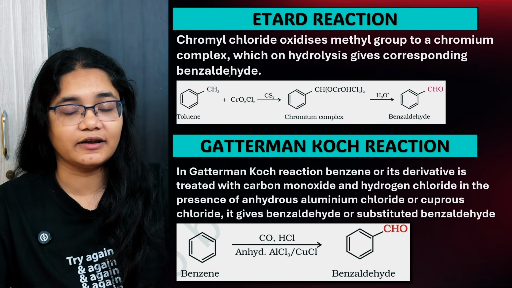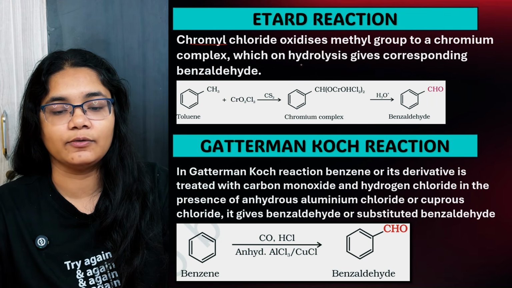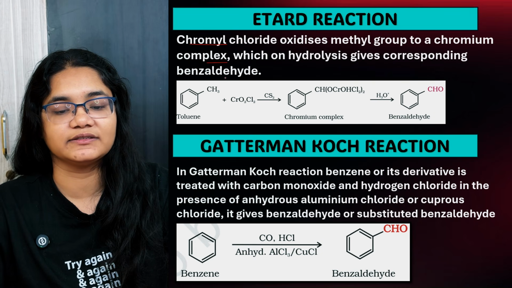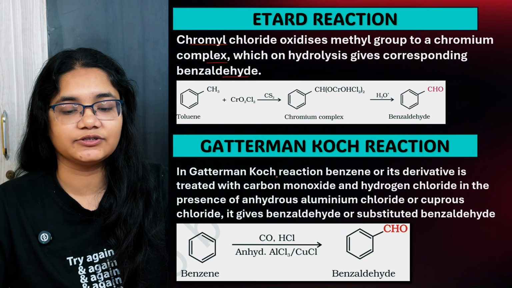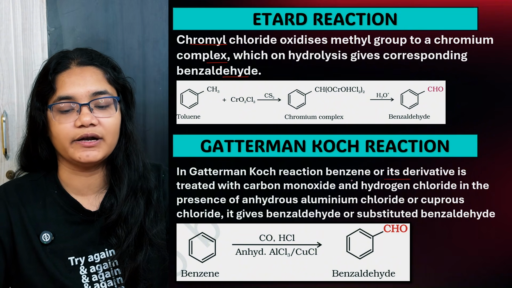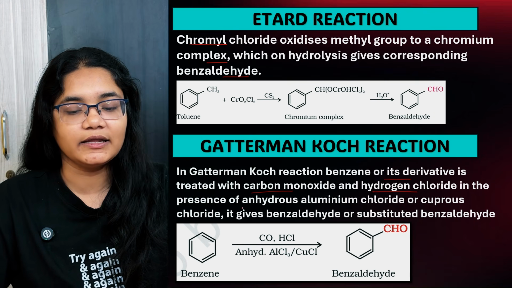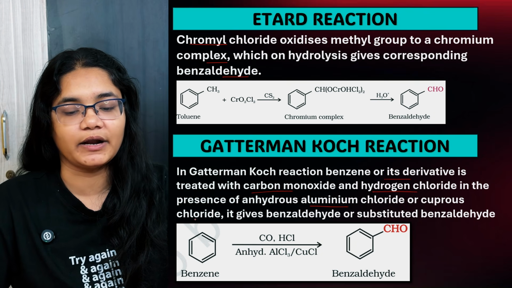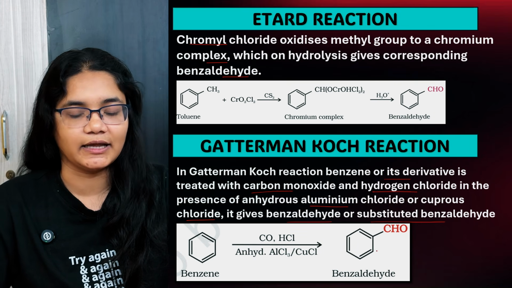Next we have Etard reaction. In Etard reaction, the chromyl chloride oxidizes the methyl group to a chromium complex, which on hydrolysis gives the corresponding benzaldehyde. Next we have Gattermann-Koch reaction. In Gattermann-Koch reaction, benzene or its derivatives is treated with carbon monoxide and hydrogen chloride. In the presence of anhydrous aluminum chloride or cuprous chloride, it gives benzaldehyde or substituted benzaldehyde.